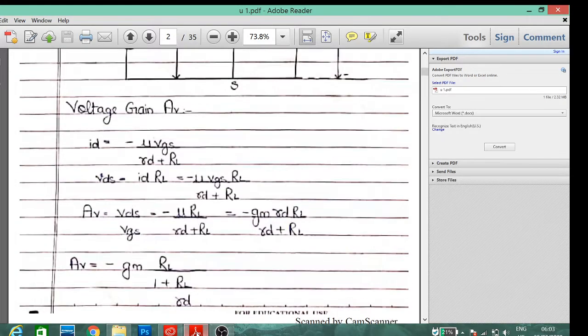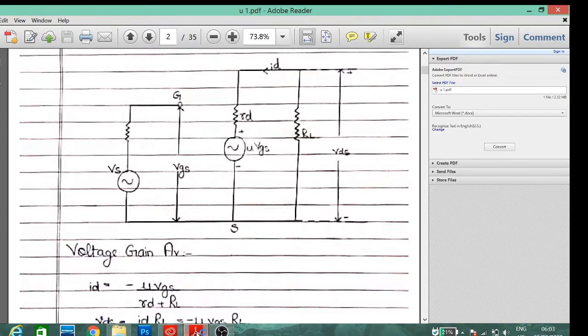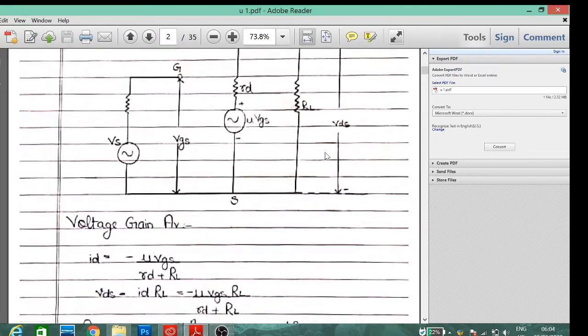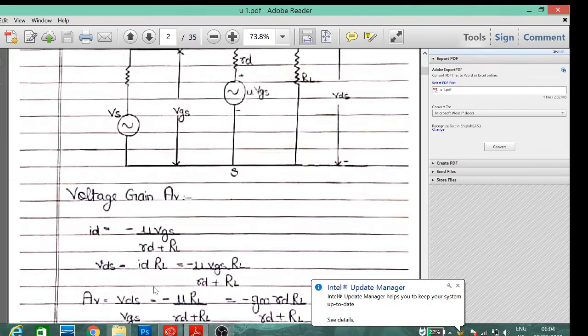The current ID flowing through the circuit is equal to mu VGS divided by RD plus RL. RD plus RL you can see over here. The current is minus of mu VGS divided by RD plus RL. VDS is equal to ID into RL, since ID is flowing through the RL, and we get minus of mu VGS into RL divided by RD plus RL.